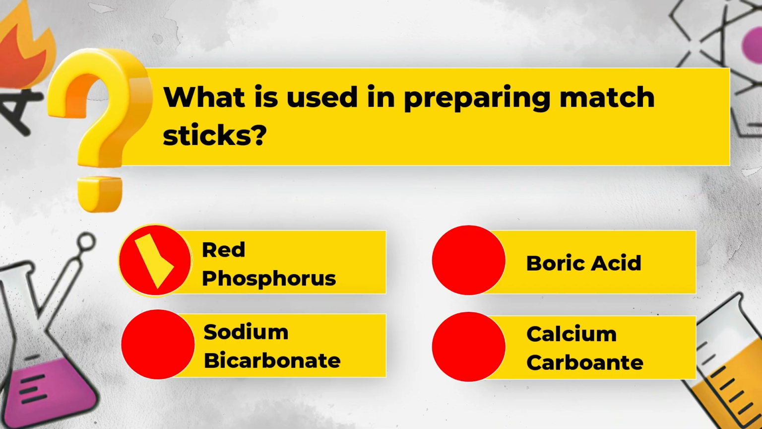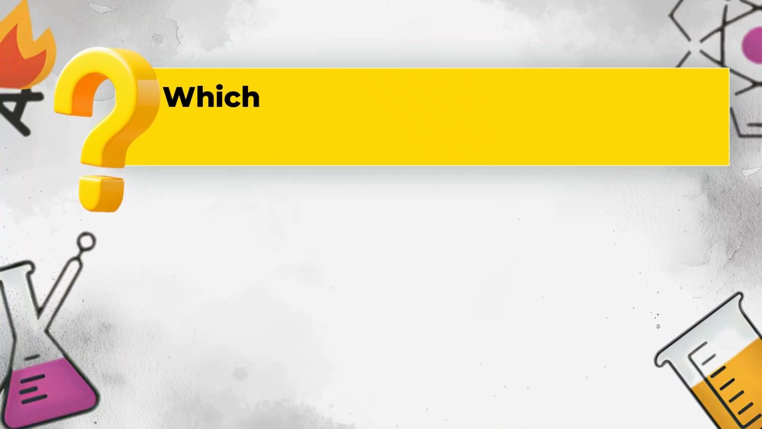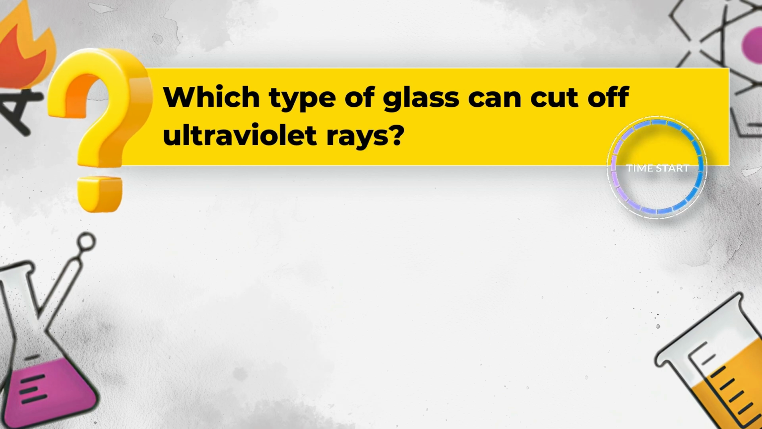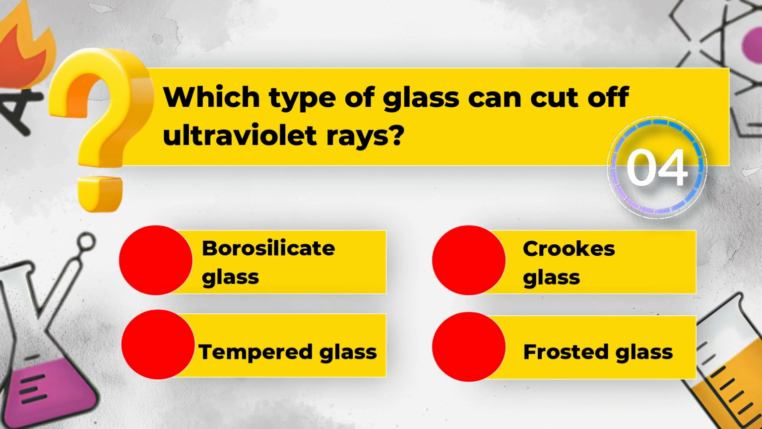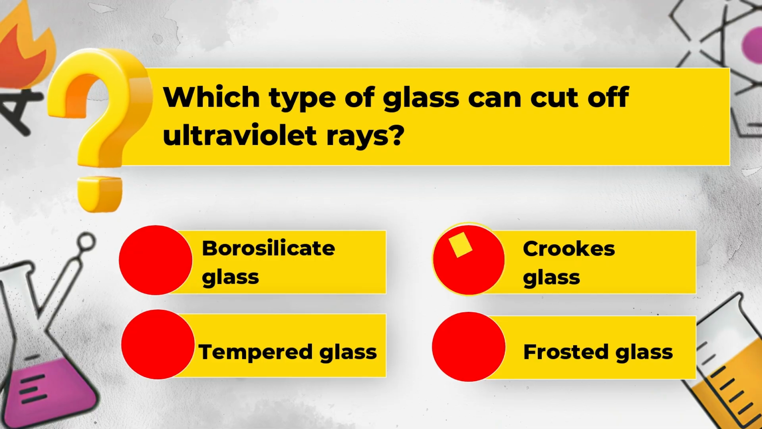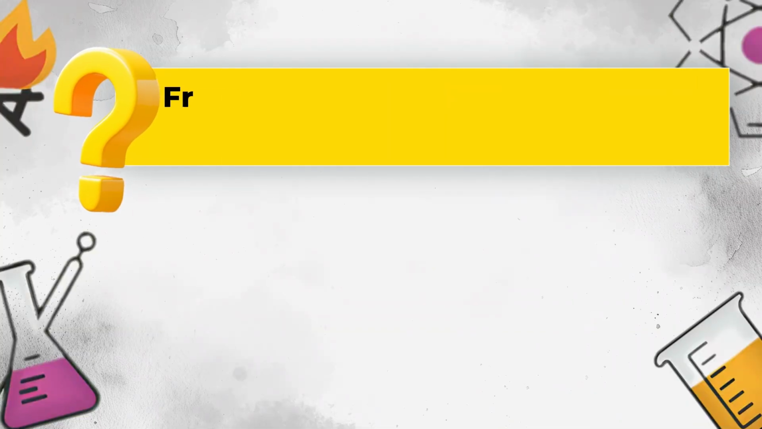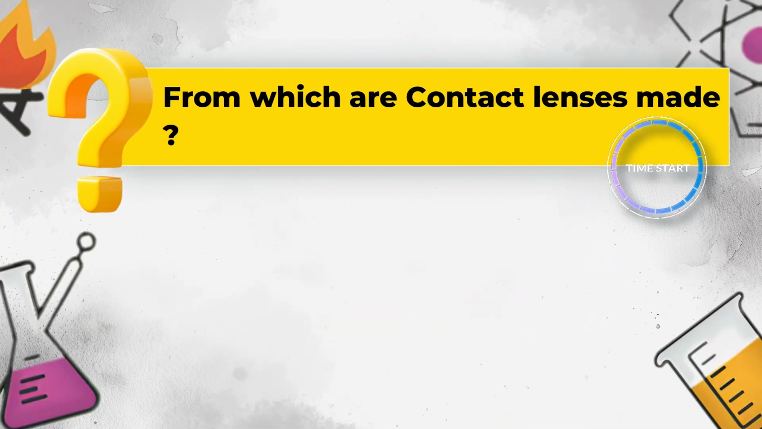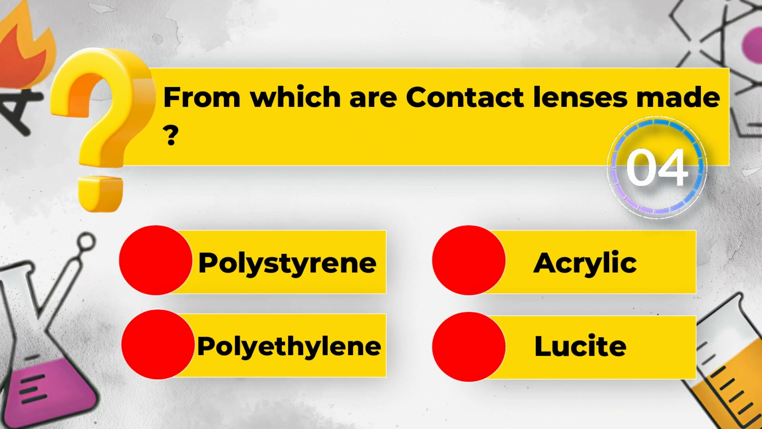Answer is red phosphorus. Which type of glass can cut off ultraviolet rays? Answer is Crookes glass. From which are contact lenses made? Answer is lucite.